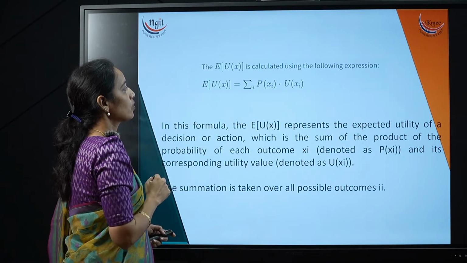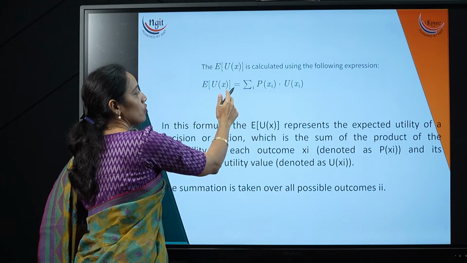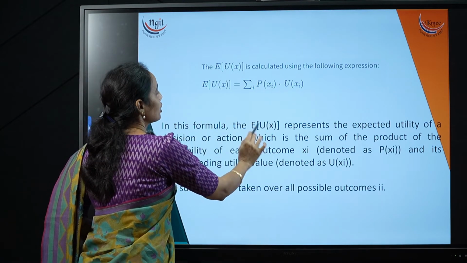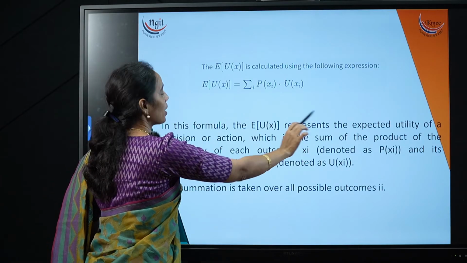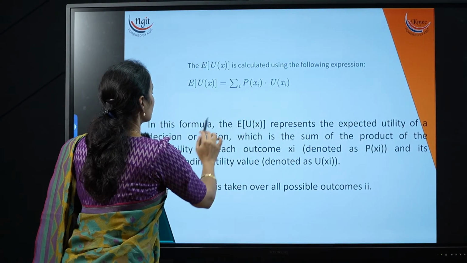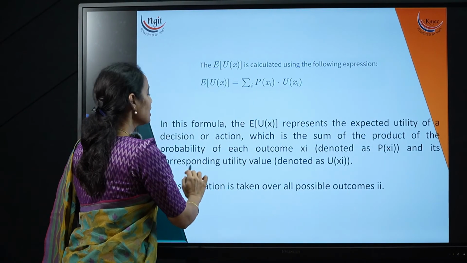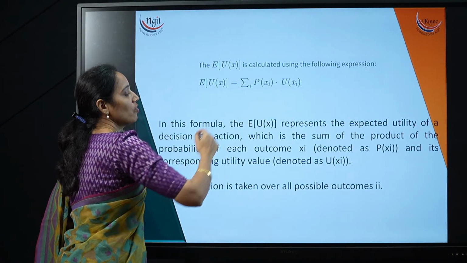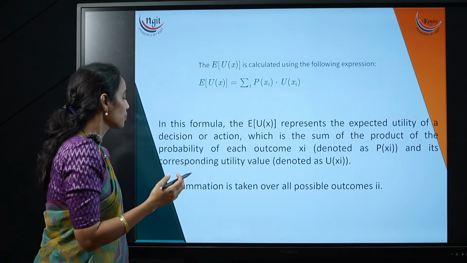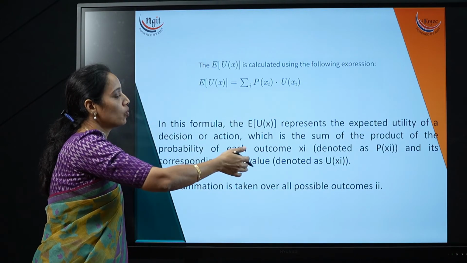So this is calculated using this expression, E of u of x equal to sigma i P of xi into u of xi. That means in this formula, E of u of x represents the expected utility of a decision or action, which is the sum of the product of the probability of each outcome, that is xi, denoted as P of xi, and its corresponding utility value which is denoted as u of xi. Okay, this is how we are going to find out the expected utility of a particular problem, and the summation is taken over all possible outcomes i.